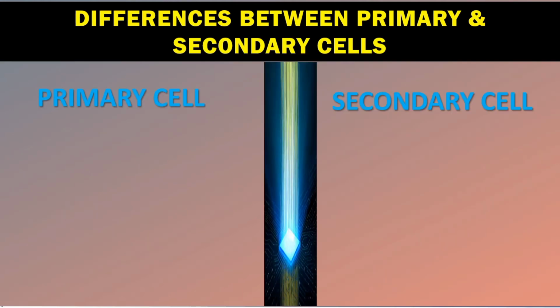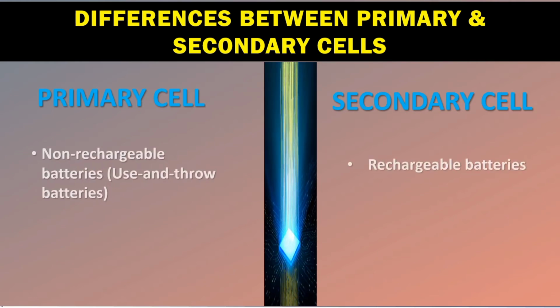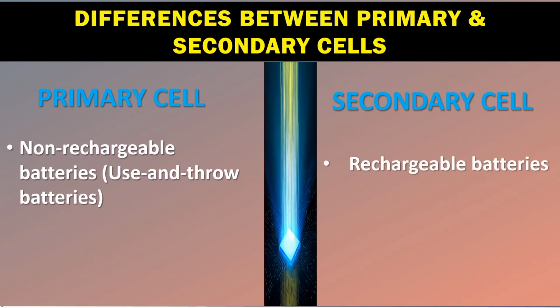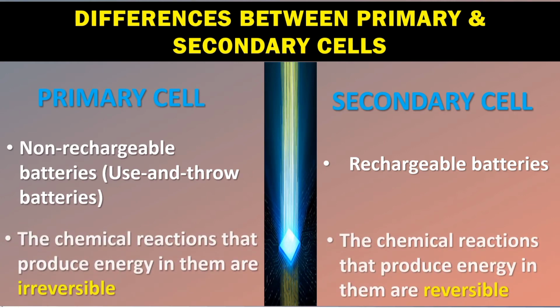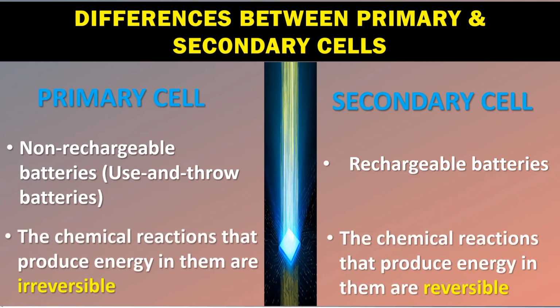Now let's look at the differences between primary and secondary cells. The primary cells are not rechargeable, while the secondary cells are rechargeable. Also, the reactions that take place in primary cells are irreversible, while the reactions that take place in the secondary cell that result in the generation of electricity or electrical energy are reversible. Now I'm going to leave you with a video of a galvanic cell, precisely the primary cell.